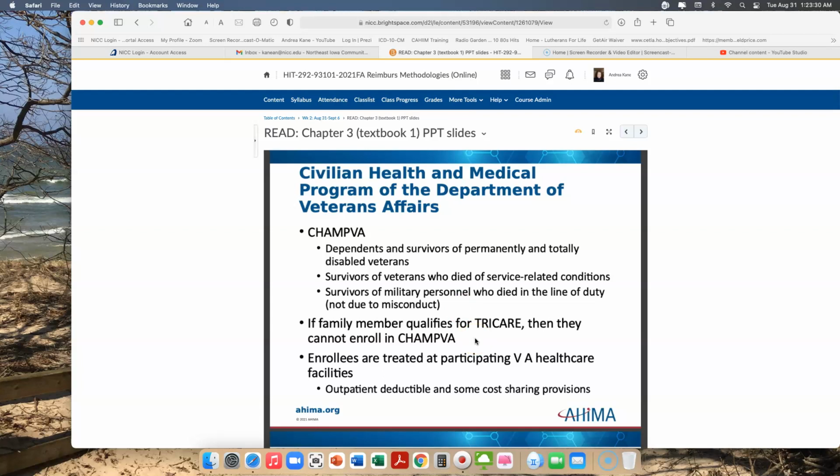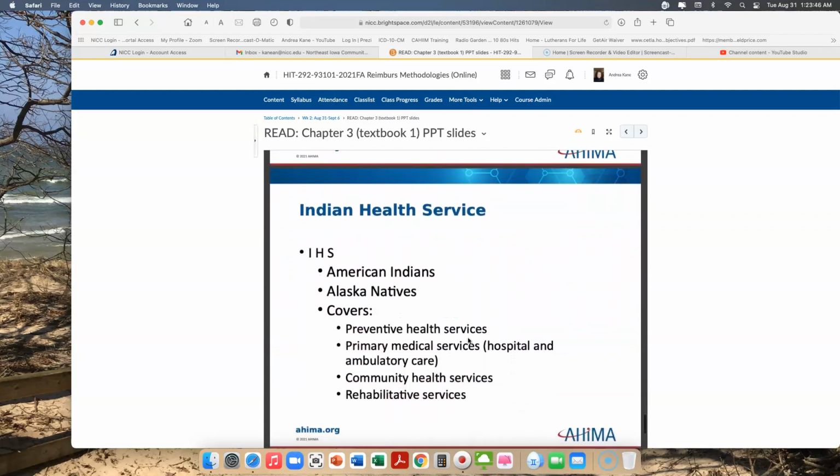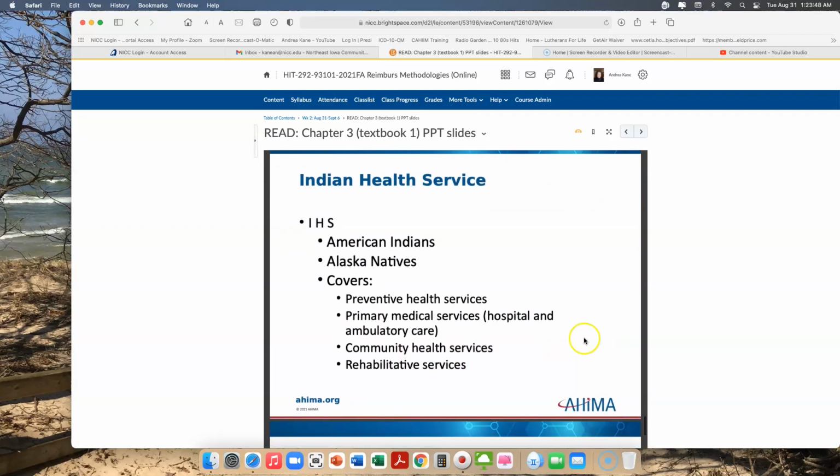The next part of the government system to be aware of is the Indian Health System. And we actually have Indian Health System facilities here in Iowa. The Indian Health System covers American Indians and Alaska Natives for preventative health services, primary medical services, community health services, and rehabilitative services. So that is all part of that.